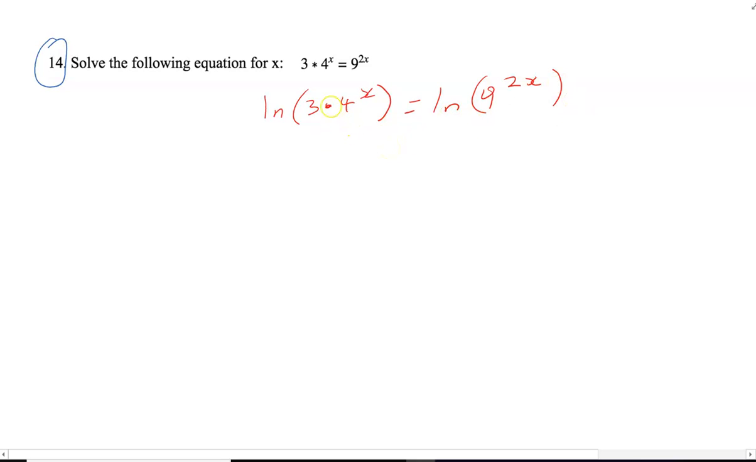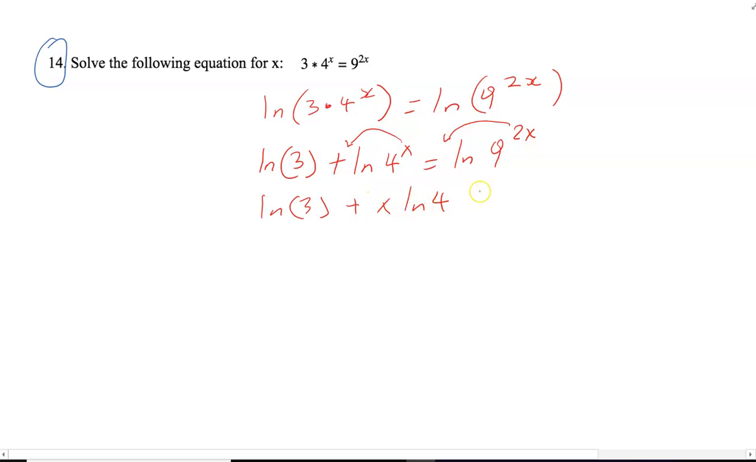We can use log law 2 to expand this product. That's ln of 3 plus ln of 4 to the x equals ln of 9 to the 2x. Then we want to use log law 3 to get the exponents in front of the ln. So we have ln of 3 plus x ln of 4 equals 2x times ln of 9.